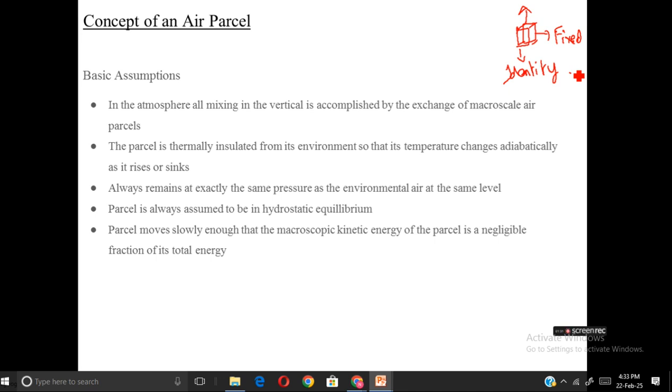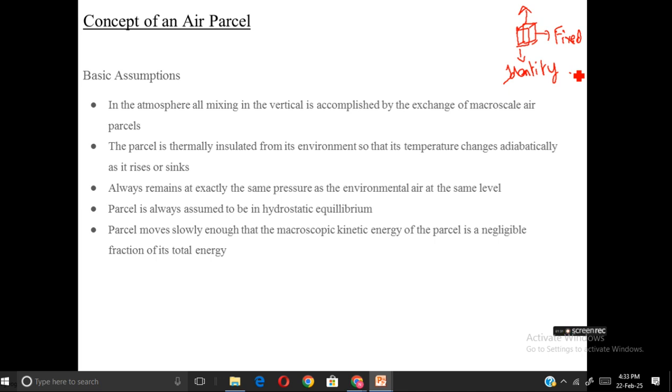The third assumption is that the parcel always remains at exactly the same pressure as the environment. So if we say that an air parcel has a pressure of 600 hectopascal, it means that it is at the 600 hectopascal level in the atmosphere. The surroundings and the parcel will have the same pressure. It is also always assumed to be in hydrostatic equilibrium, which means the equation dP by dz is equal to minus rho g will always hold true for an air parcel.